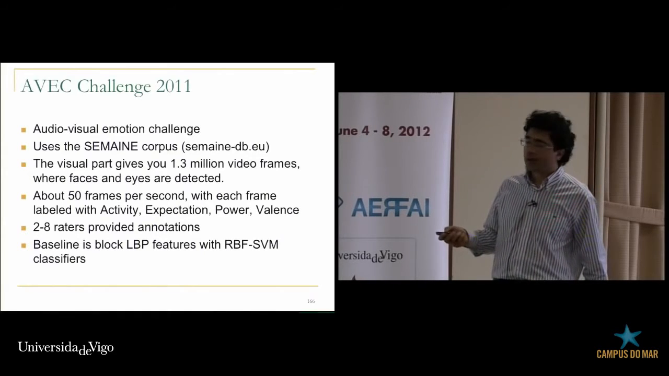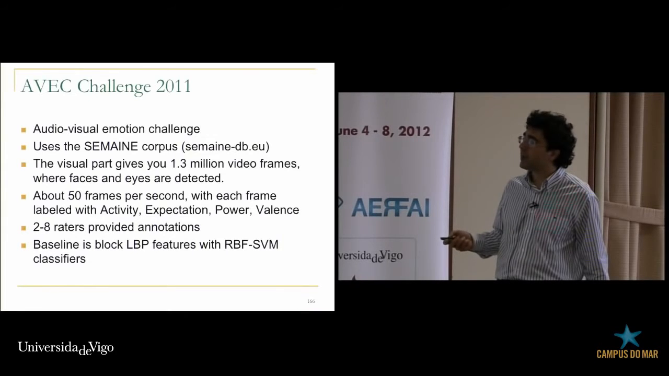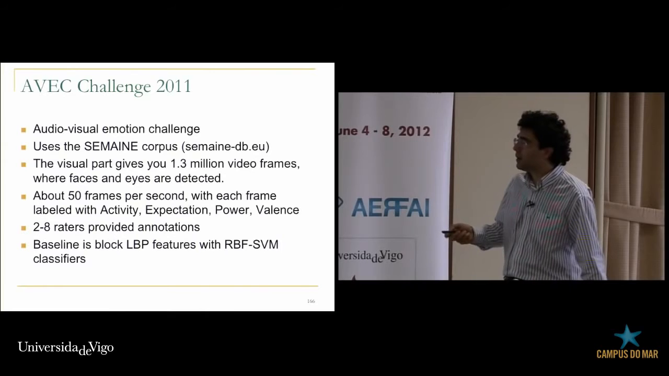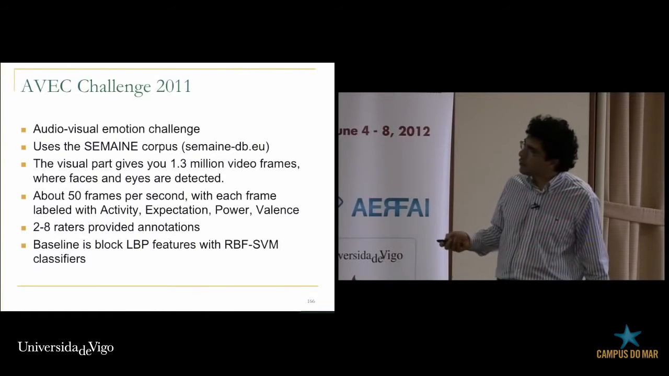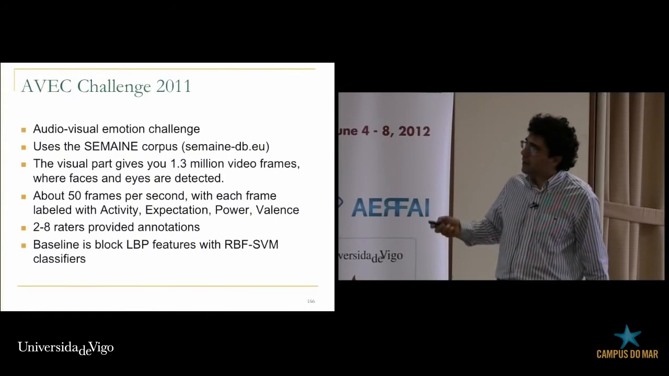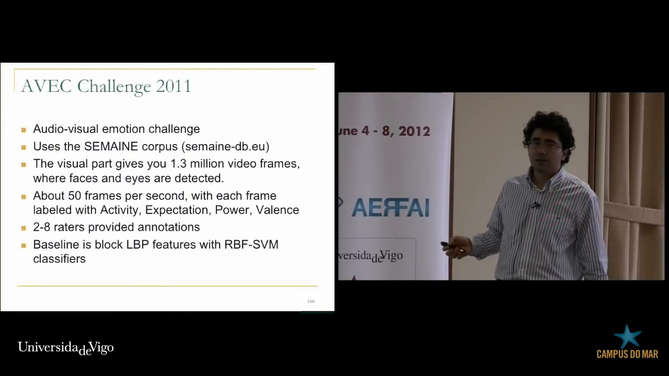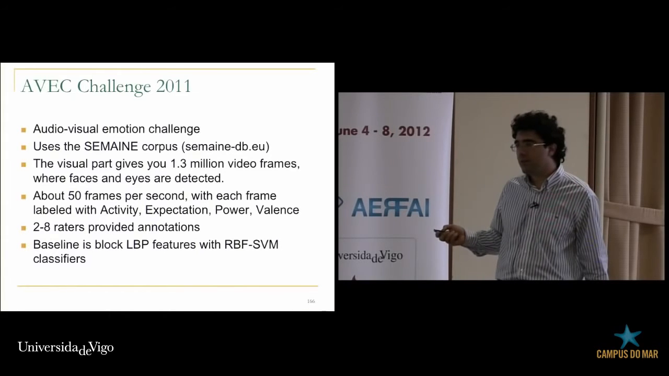50 frames per second, and each frame is labeled with activity, expectation, power, and valence. 2 to 8 raters provided annotations, and again the baseline is block LBP with RBF kernel SVM classifiers. So you see that the creation of a challenge dataset is a monstrous task. 2 to 8 raters annotating 1.3 million video frames.